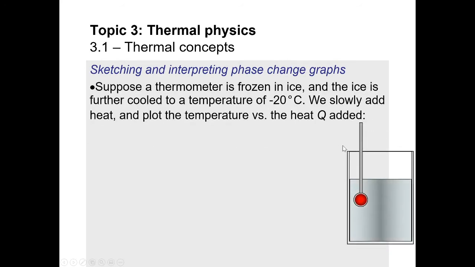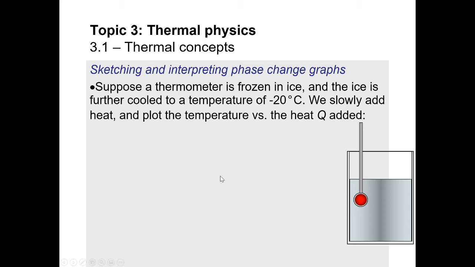All right, sketching and interpreting phase change graphs. This is going to be a huge part of the next part of this lesson. A phase change graph or phase change diagram is kind of the same thing. What this diagram is going to communicate to us is, if I add a certain amount of heat over a certain amount of time to a substance, how does the amount of energy in it change? Or how does the temperature change? What phase changes take place and when?